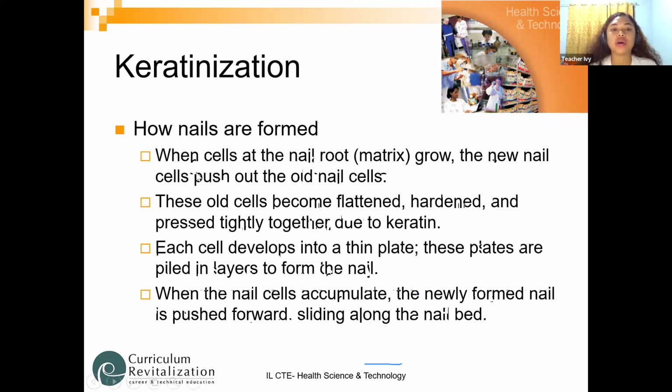Number one, it's stated here. When cells at the nail root matrix grow, the cells push out the old cells. So that is why even if we trim our nails every day, our nails still keep growing. It is because of what you call keratinization. Because when the nails grow, the cells also divide and push the old ones out of our nail matrix.